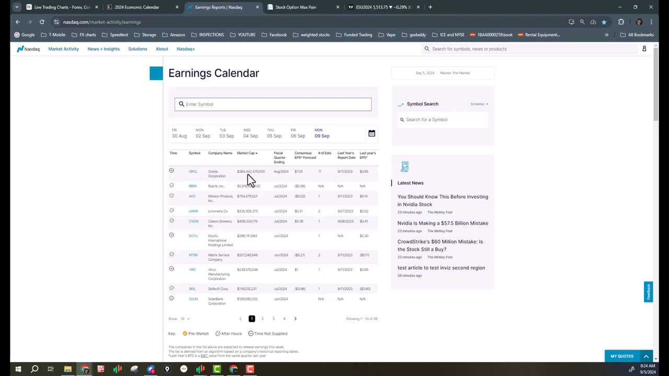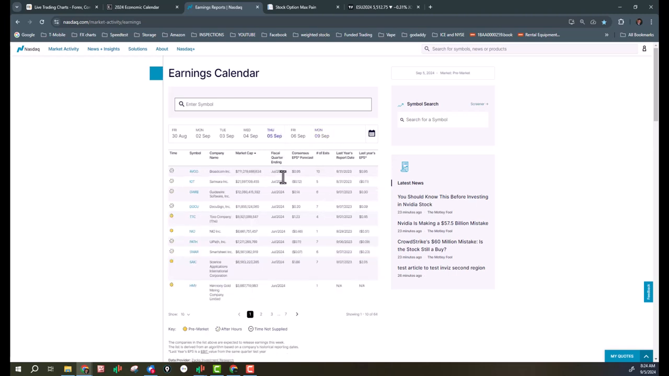Monday, Oracle's going to report. You can see $384 billion. They're capable of moving the markets as well. Other than that, nothing there that's going to move the markets like Oracle or Broadcom. So we'll have that next week. Broadcom tonight after the close.